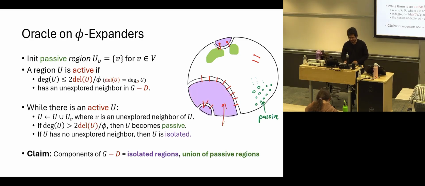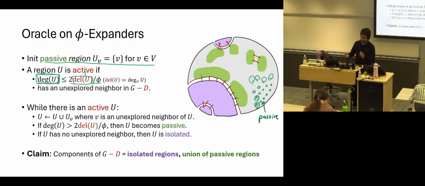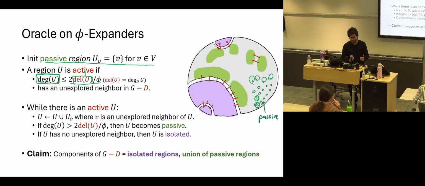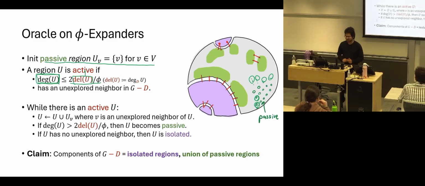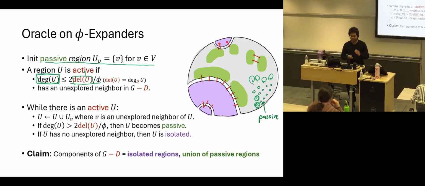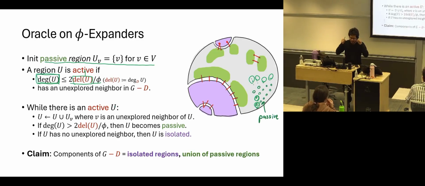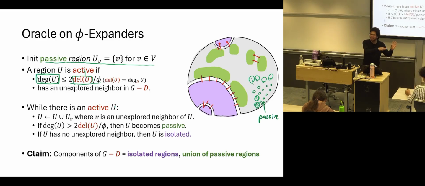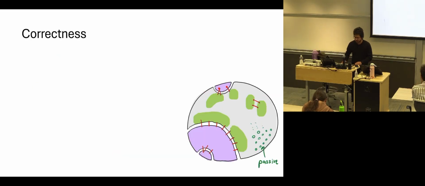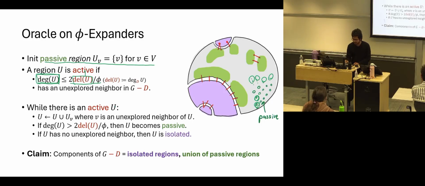Yeah. But the point is you will not look at all the regions. You just need to look at the region that could become active, which needs to be incident to a deleted edge. So you just need to scan the region incident to your deleted edge, so you spend time proportional to D, not the whole graph. Sure, that makes sense. Okay, so let's prove this claim.